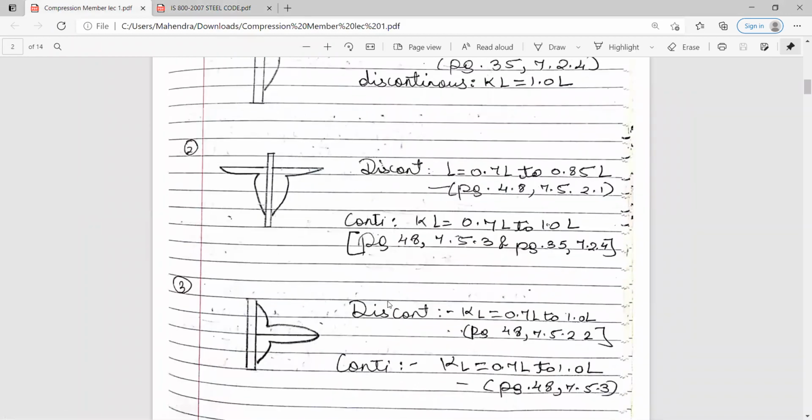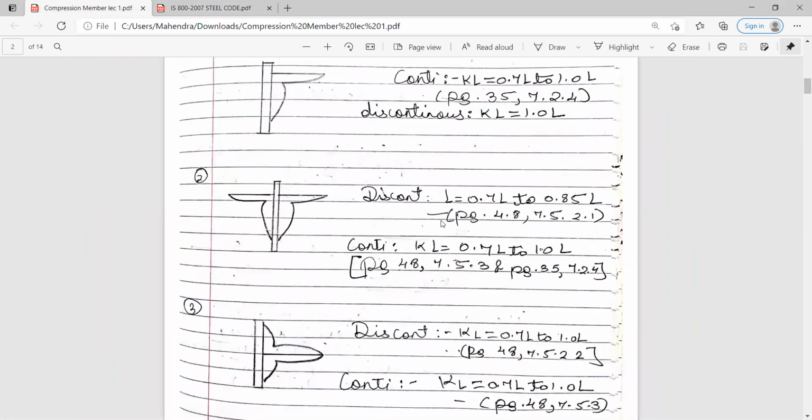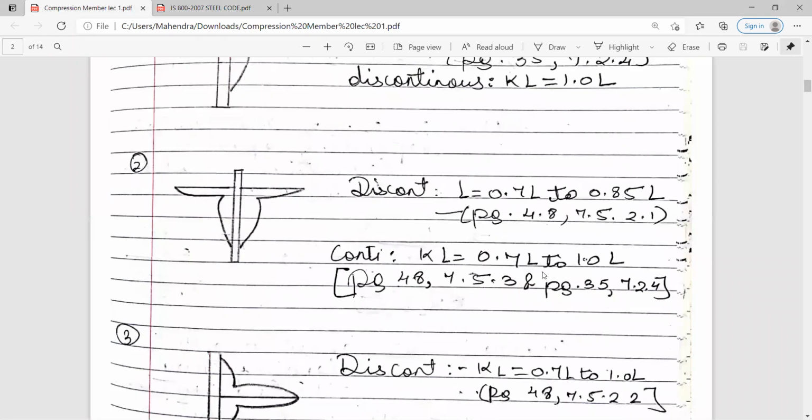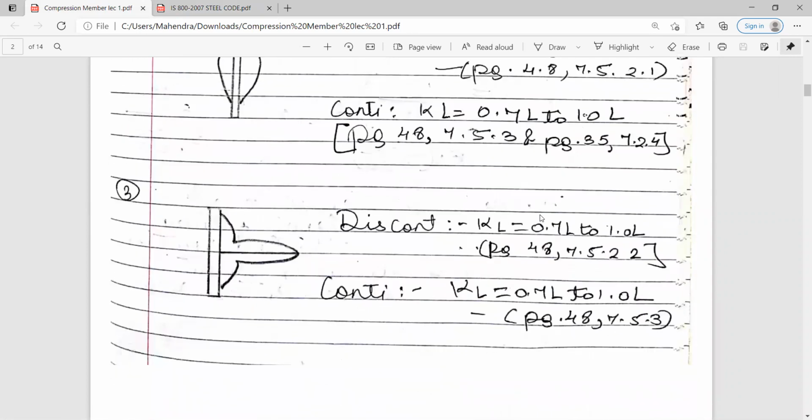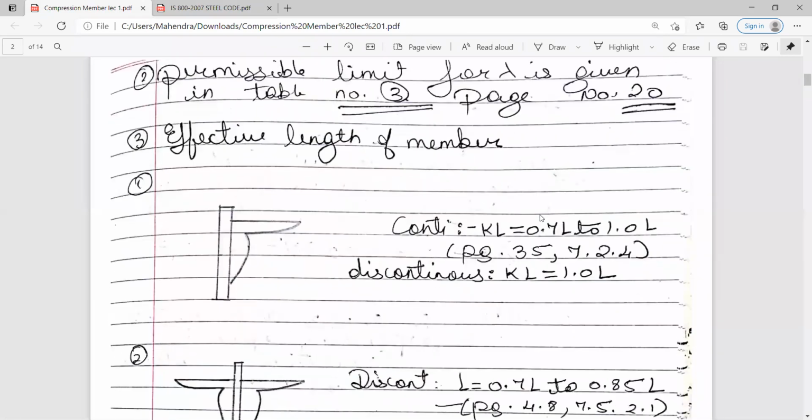Again, if it is a continuous one, the value for the KL will be 0.7L to 1L, and if it is discontinuous, then 0.7L to 0.85L. Similarly, if it is this type of strut, the values will differ. Again from page number 48, you can note down all the values for continuous and discontinuous. And if any queries, you can ask.